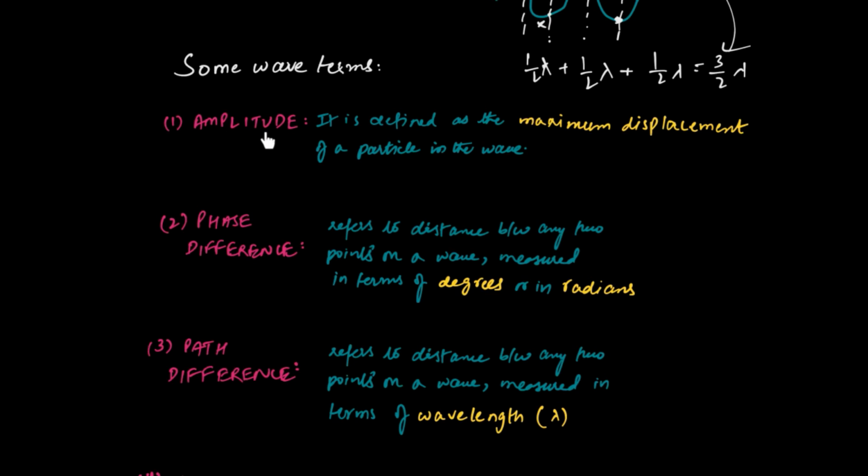So, amplitude is defined as the maximum displacement of a particle in the wave. Taking an example of a transverse wave, let's say this is the amplitude.